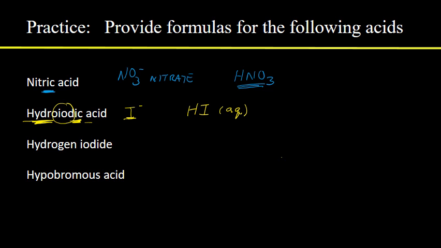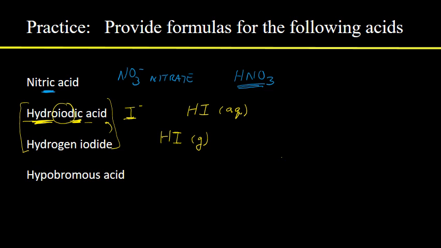All right, now hydrogen iodide is the same thing. Remember, for these binary acids, it depends on whether it's in the gas phase or dissolved in water. And hydrogen iodide is just the name that we give to these binary acids when they are in the gas phase. So hydrogen iodide would just be HI, just like hydroiodic acid, except that it's in the gas phase.